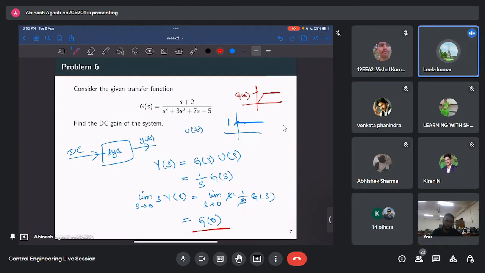That is clear. One small doubt, can I ask? Yeah, sure. In this limit s tends to 0, s Y of s, why are you writing that s into Y of s?